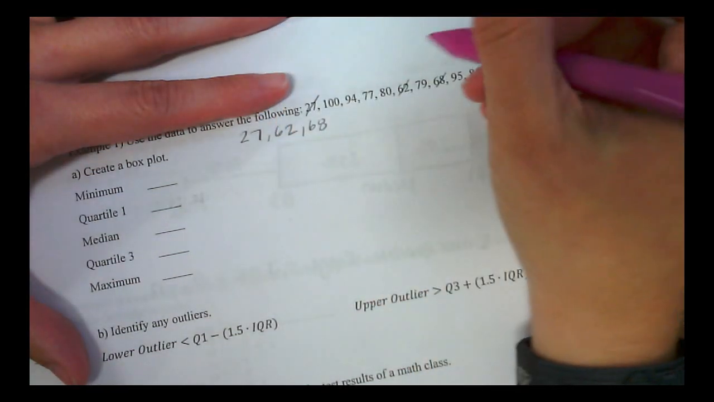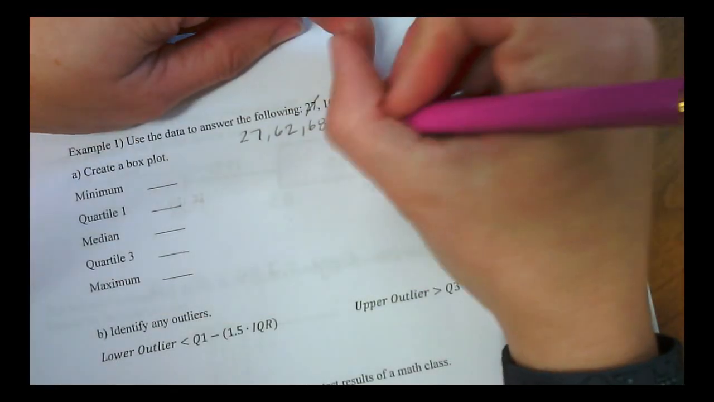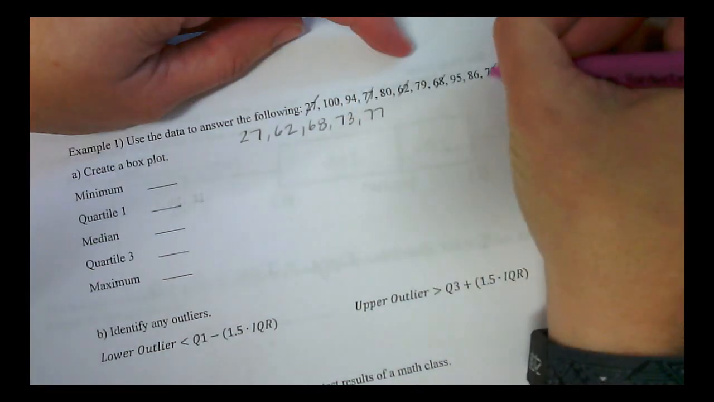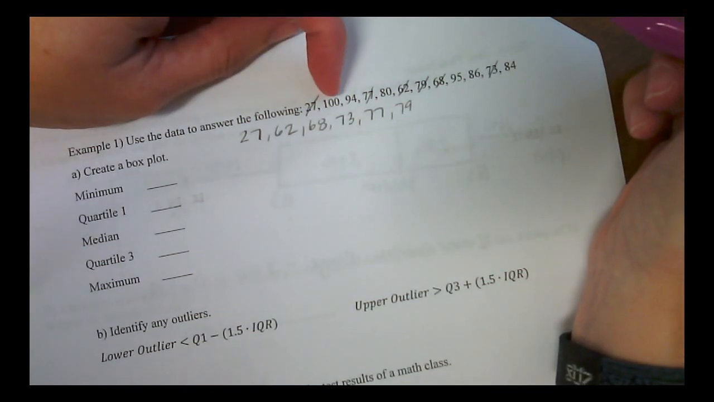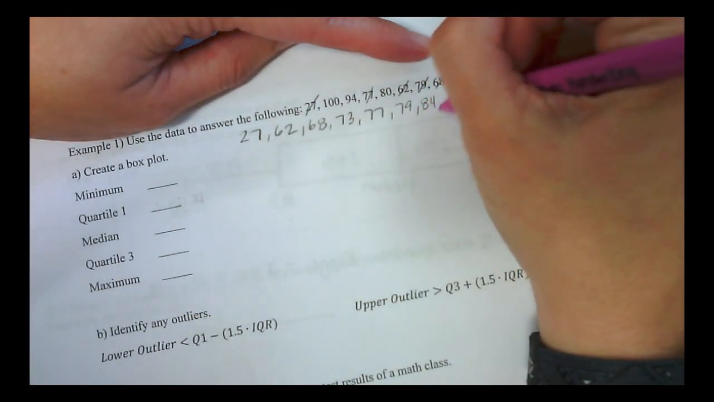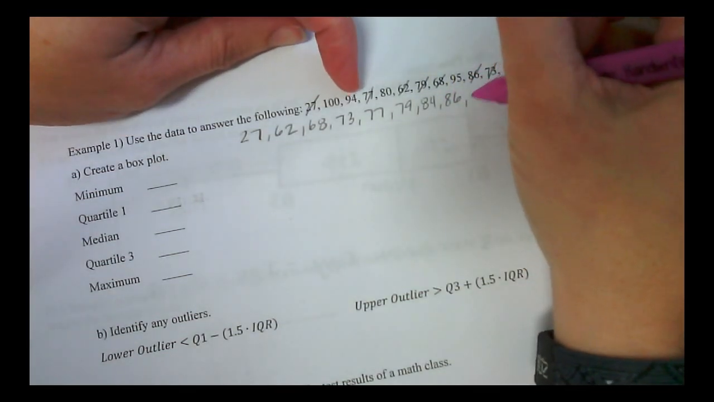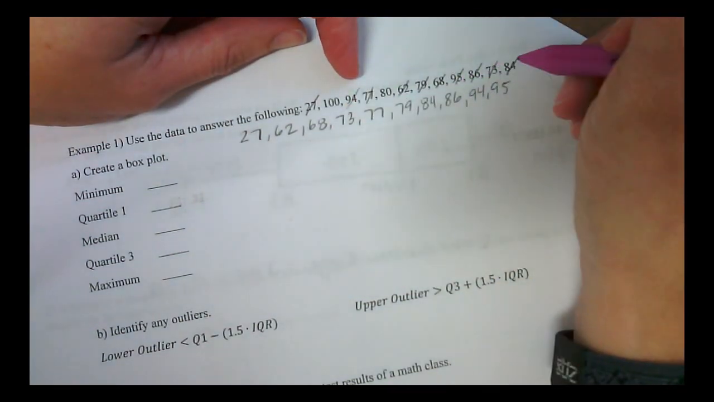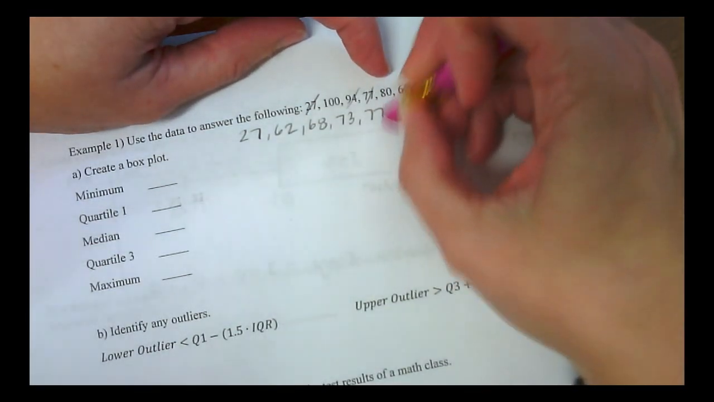And now we're going to look for the 70s. We've got 77 and 73. So we're going to go 73, 77, and then we've got 79. And then we're going to look for the 80s. We've got 84 and 86. And then we look for the 90s. We've got 94 and 95. Oh, I skipped an 80, so we're going to have to squeeze that in here.